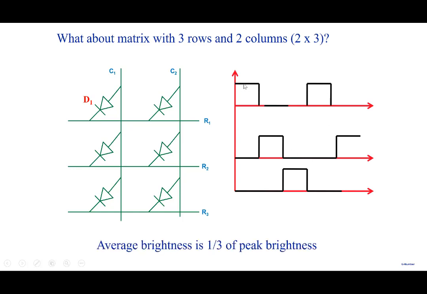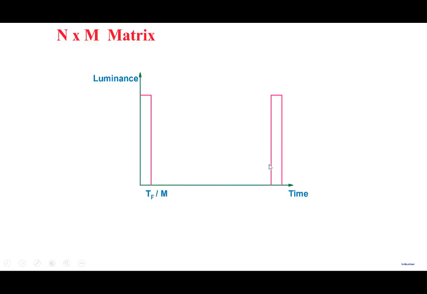Well, if this is the peak brightness, the average brightness will be one third of it. This causes a problem, as you can see here, if I start getting a large number of rows. For high resolution displays, such as your full HD display, you have 1080 rows. So when you have a large number of rows, what is the problem that we get?